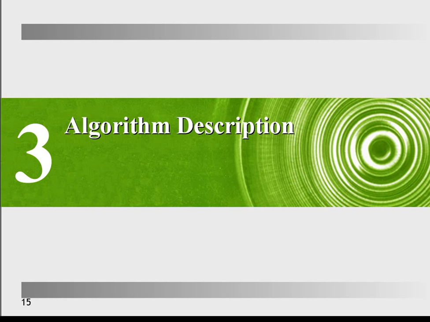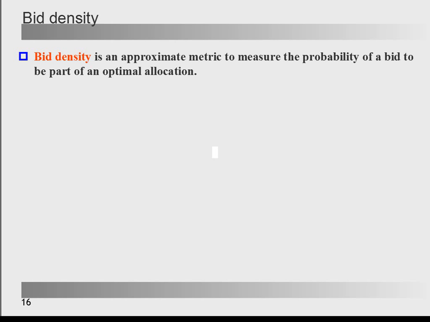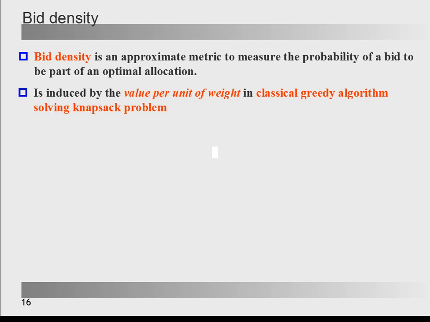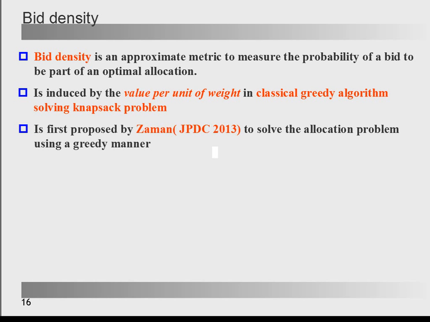Next, I will introduce the algorithm description. Before the description of our algorithms, I firstly introduce the bid density, which is an approximate metric to measure the probability of a bid to be part of an optimal allocation. Bid density may be induced by the value per unit of weight in the classical greedy algorithm solving knapsack problem, and is first proposed by Zaman to solve the allocation problem in a greedy manner.